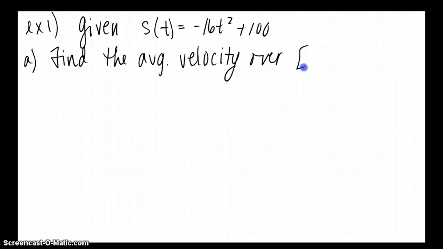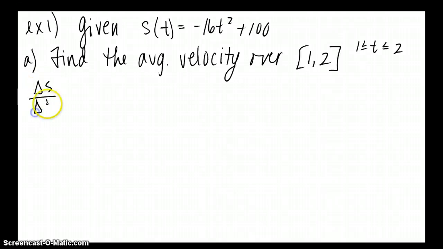over the interval from 1 to 2. This interval represents our units of time. So it's saying from 1 to 2 seconds, let's find the average velocity. Okay, so average velocity is the change in position over change in time. This should look familiar, change in y over change in x. We're just finding the slope of the line connecting the points at 1 and 2.